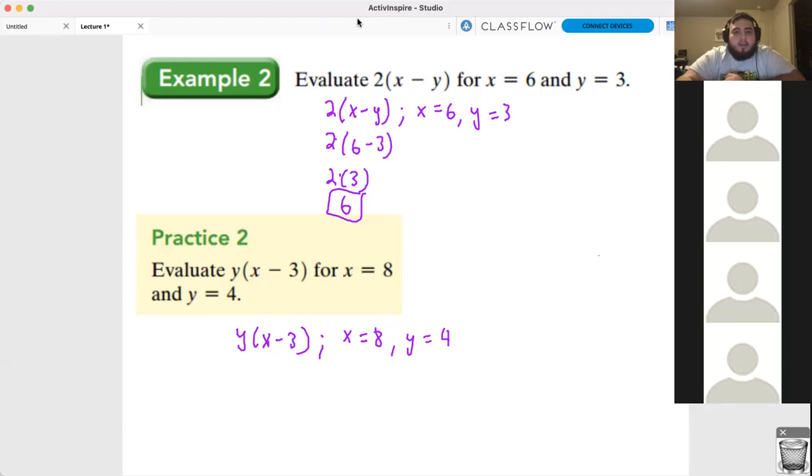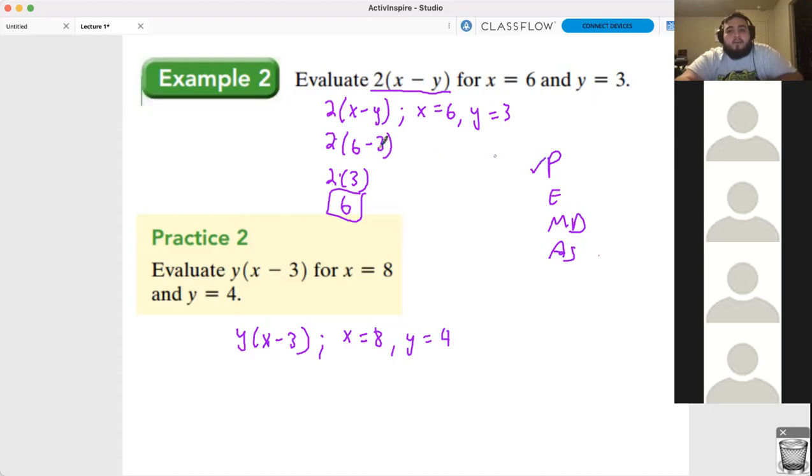Let's go ahead and look at example 2. Let me explain the example one more time, and now I'll talk about the practice problem. In example 2, we have: evaluate 2(x − y) for x = 6 and y = 3. That's the algebraic expression. We write it down, then the two variables that we know. I'm going to plug in 6 for x and 3 for y, so I get 2(6 − 3). And then we use PEMDAS to simplify this expression once we plug in the values.